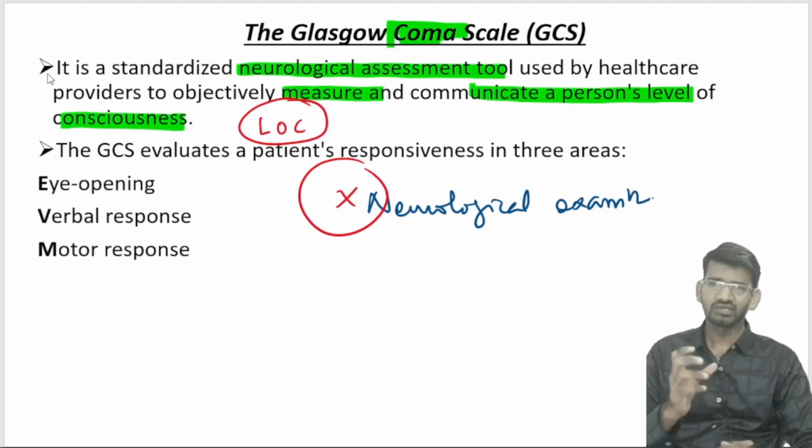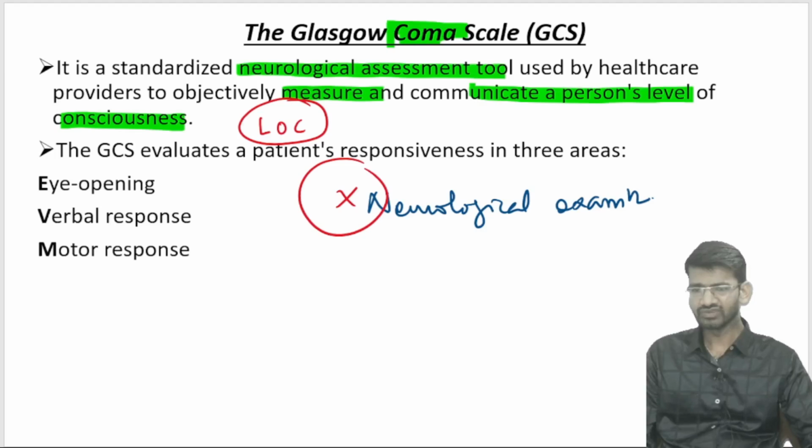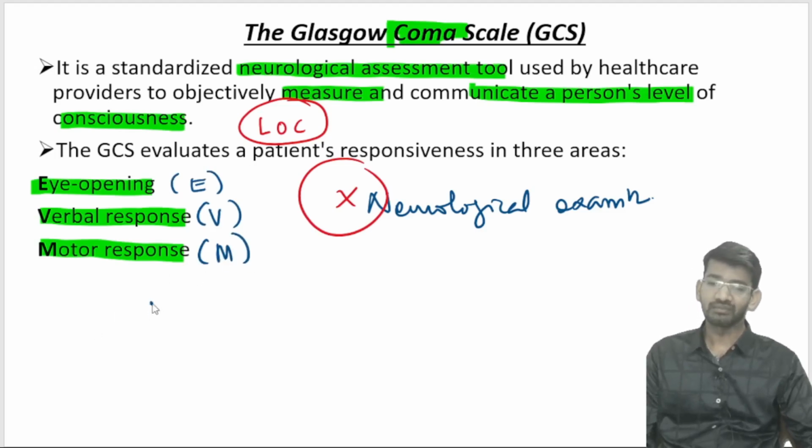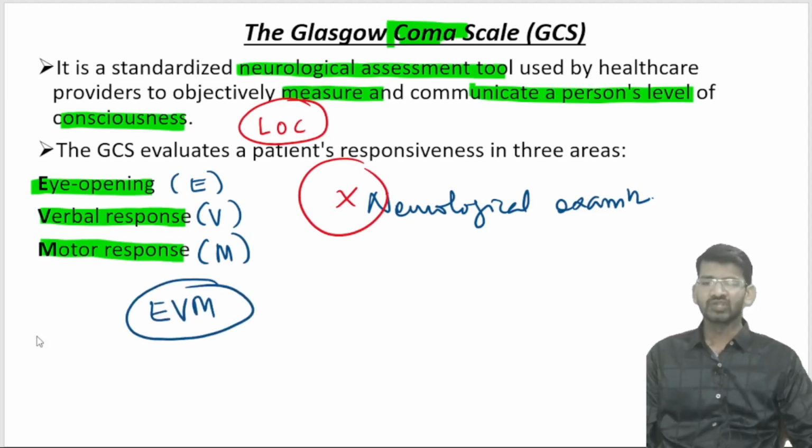Then what are we going to assess in the GCS? There are three major areas or parameters that we assess in the GCS. The first one is eye opening, the second is verbal response, then motor response. In short, we call them E, V and M. These three parameters we usually score in an EVM format. That indicates the Glasgow Coma Scale.